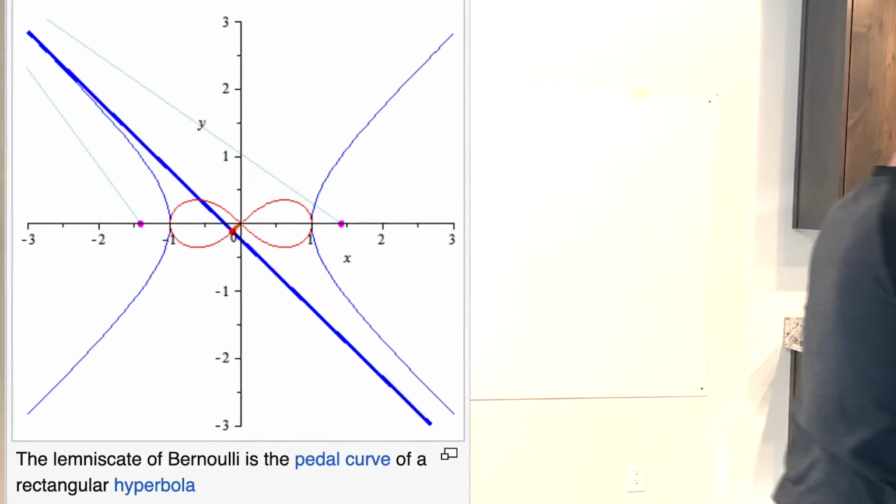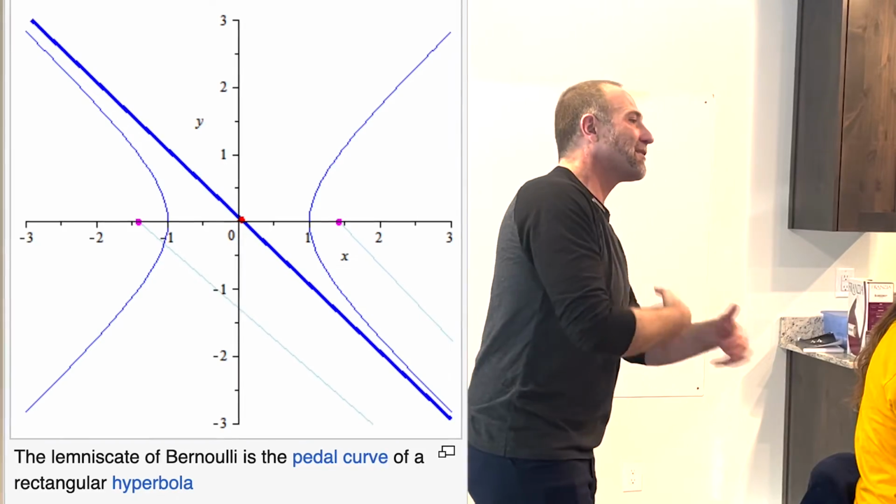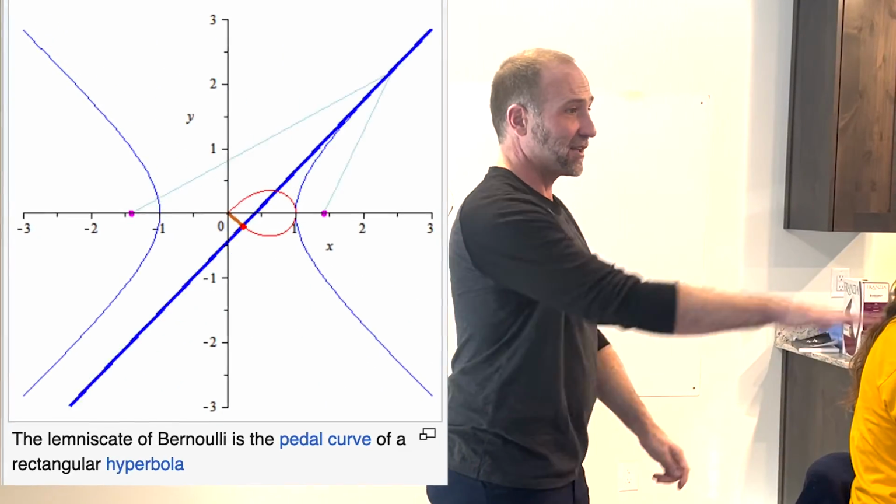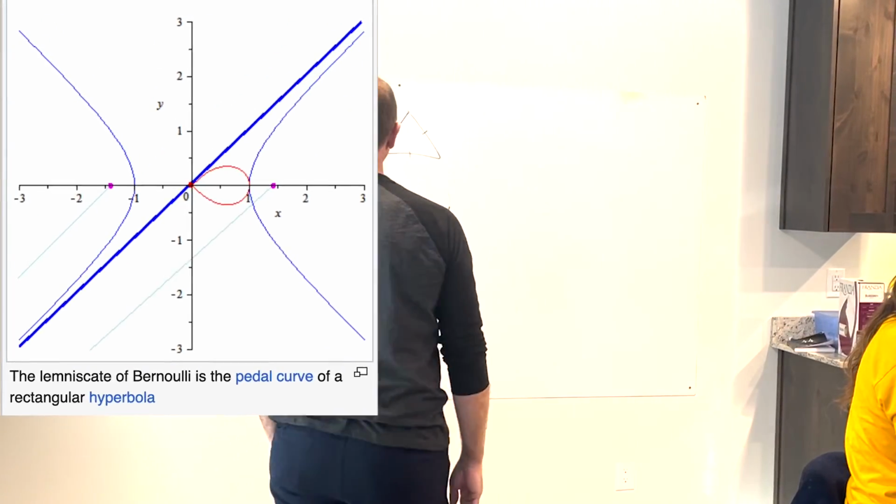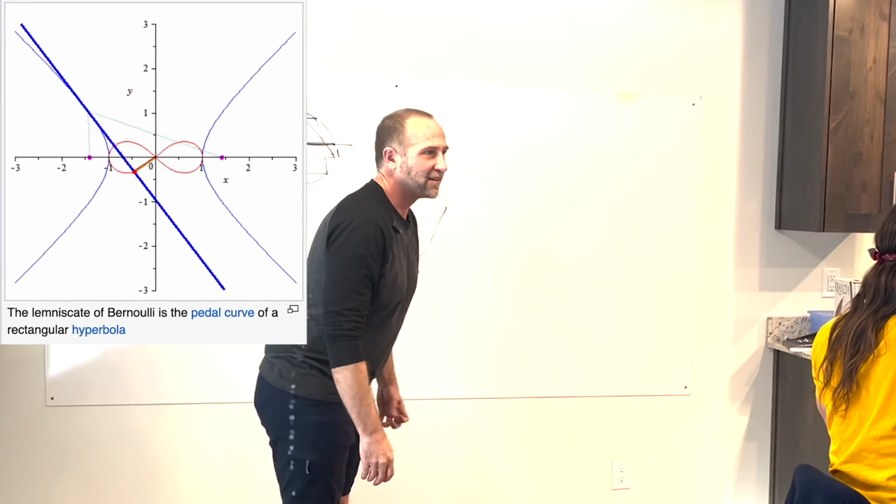But the thing I really want to have us notice right now is that it is an inversion of the hyperbola. In fact, in this picture you see it really well. It's what you would expect to find inside the hyperbola.